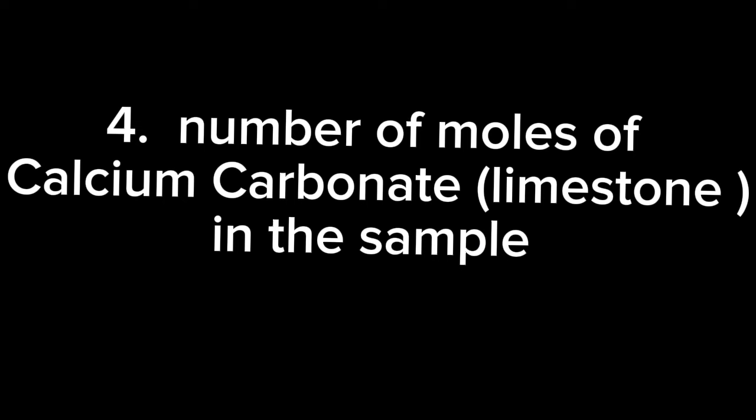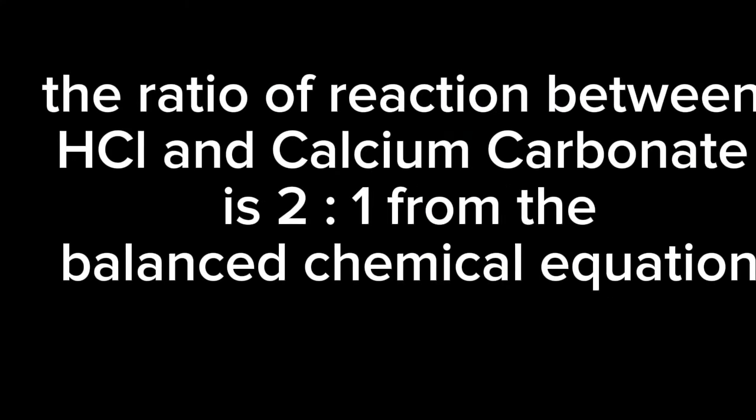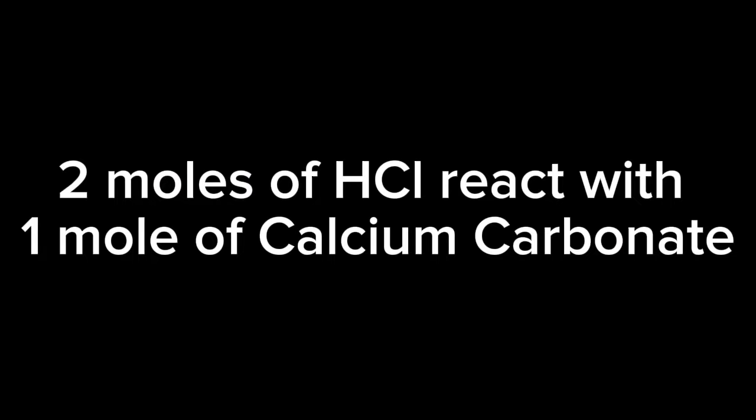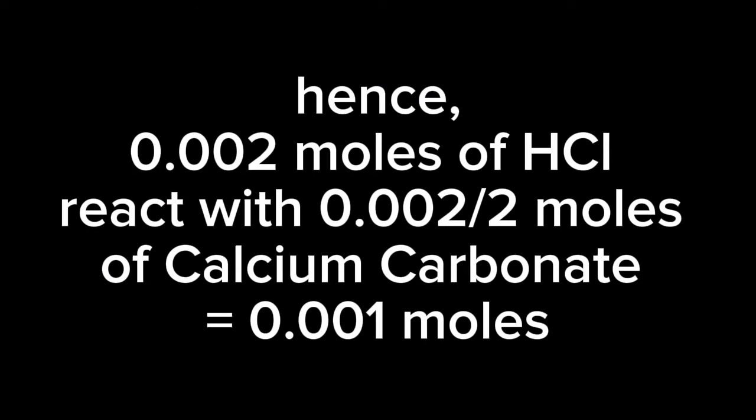4. The number of moles of calcium carbonate, limestone, in the sample. Before this can be done, the mole ratio of the reaction should be known. The ratio of reaction between HCl and calcium carbonate is 2:1. This is from the balanced chemical equation. 2 moles of HCl react with 1 mole of calcium carbonate.